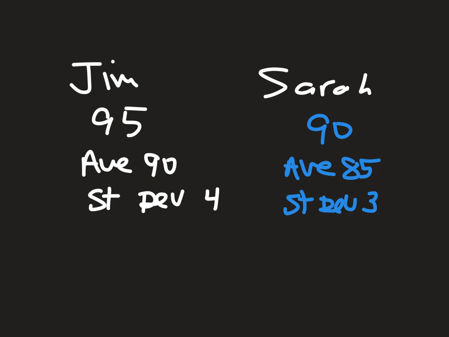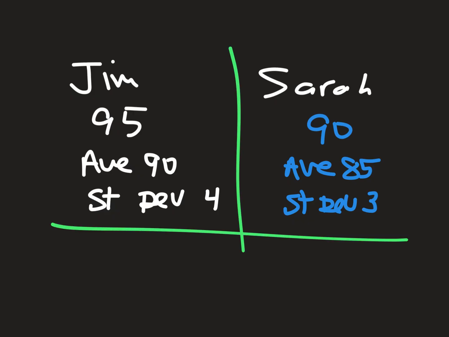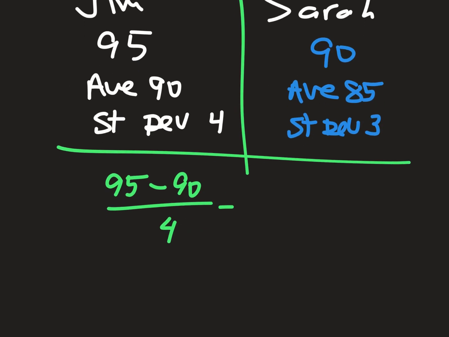All right, so we're comparing Jim and Sarah, who did, like, they did have a test. They are arguing about who did better on the test. And Jim's z-score is given by, you take 95, his score, minus the average, which is 90, and divide it by the standard deviation of 4. And that's going to give us 5 over 4, which is going to give us 1.25.